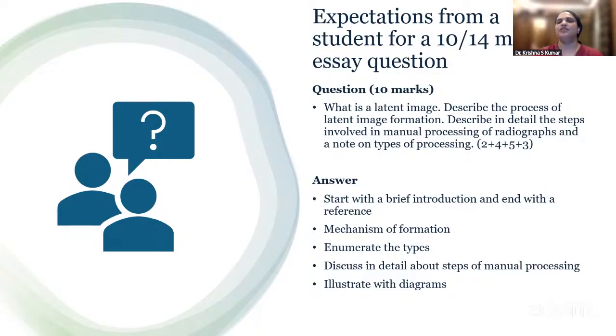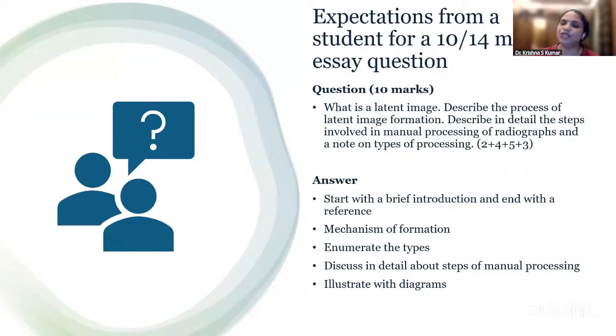Next question, which will be a bigger discussion topic, is about latent image. What is a latent image? Describe how it is formed, what are the steps of processing, types of processing, and discuss in detail about the manual processing. So here also you can start with a brief introduction. You can explain how this latent image is formed, what are the types of processing available, and then you can write in detail about the manual processing.